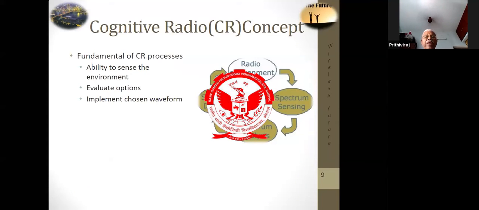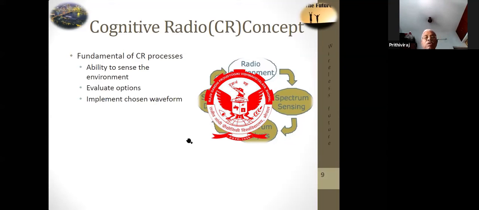So then there should be a process by which this entire thing can be realized, okay? So CR is the acronym which I'm using for the cognitive radio concept. So what it does is it looks at the radio environment, as I told you, the frequencies which are operating in Rajiv Gandhi University at Bhopal. So the fundamentals of the cognitive radio process are, first, it has to have the ability to sense the environment. That is very important.